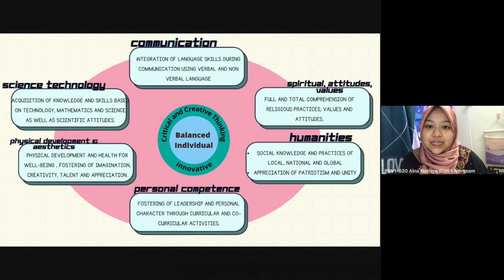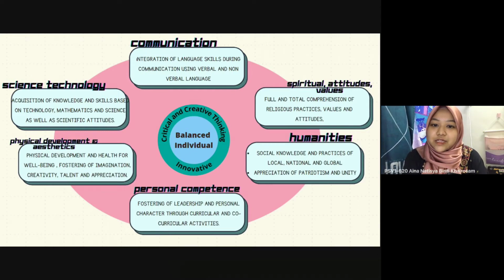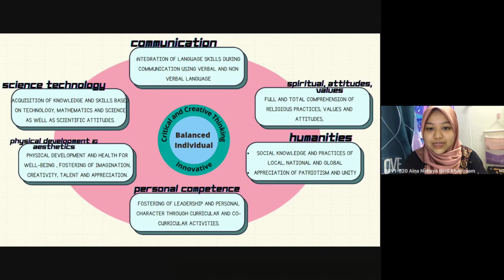Personal competence, fostering of leadership and personal character through curriculum and co-curriculum activities. Humanities, which is a social knowledge and practices of local, national, and global communities, and appreciation of patriotism and unity. Spiritual attitudes and values, full and total comprehension of religious practices, values, and attitudes.